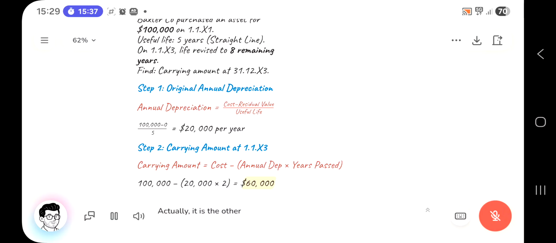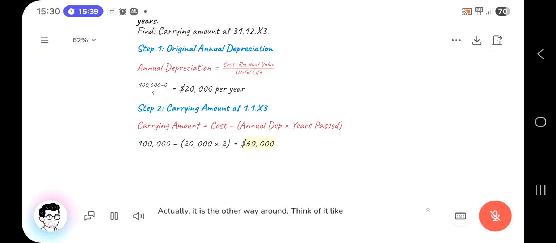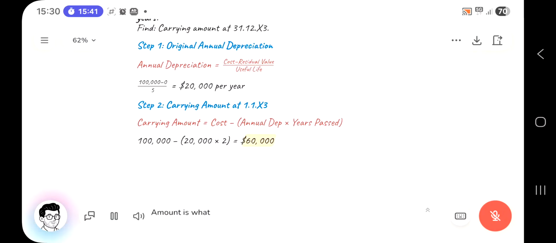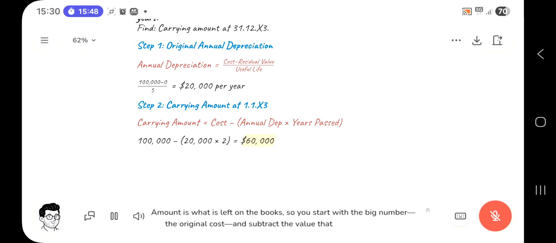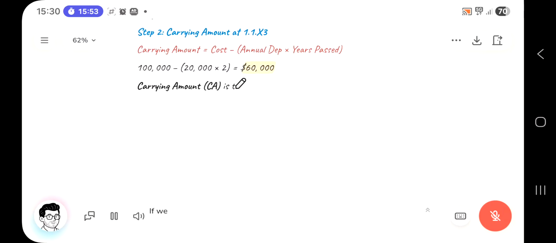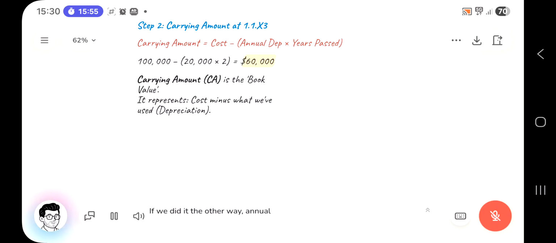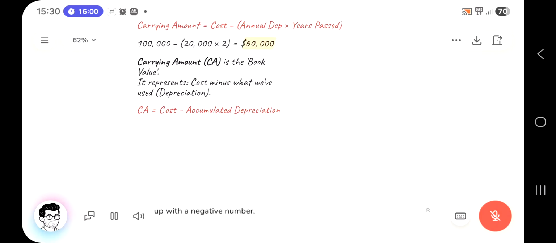Actually, it is the other way around. Think of it like this. The carrying amount is what is left on the books, so you start with the big number, the original cost, and subtract the value that has been used up. If we did it the other way, annual depreciation minus cost, we would end up with a negative number, which would look a bit funky on a balance sheet. Does that clear up why we subtract the depreciation from the cost?